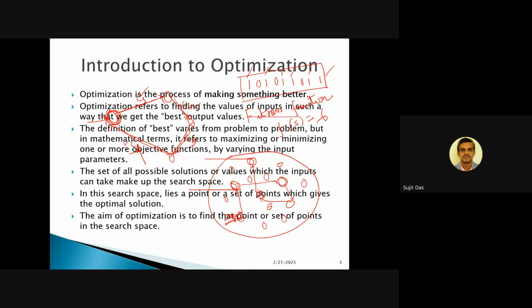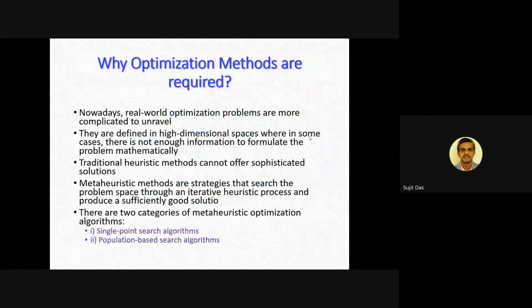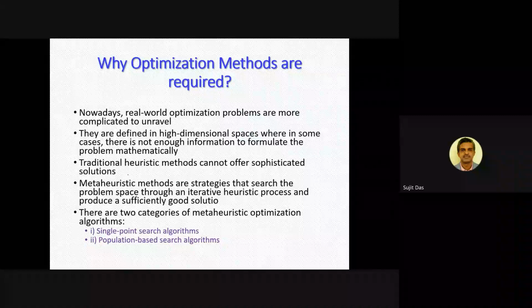If you are working with a maximization problem, then what will happen? The higher the value of the fitness function, the better the solution quality. If you are working with a minimization function, the lower the value, the better the solution quality. You're getting the fact. So the fitness function is used to determine the quality of a solution. Sometimes we can call this a fitness function, or we can call it an objective function also.